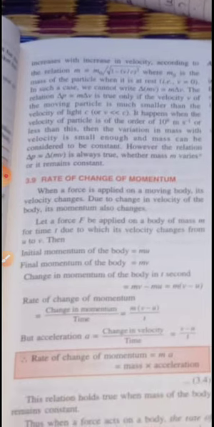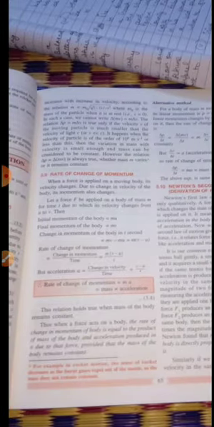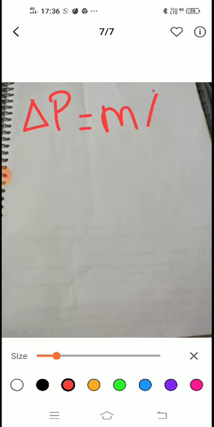So how do we represent change in momentum? That is our next topic. Using the change in momentum, we will arrive at a new quantity. Now first write the formula. What is delta p, that is change in momentum? It is equal to m into delta v. So delta v means there is a change in its velocity.